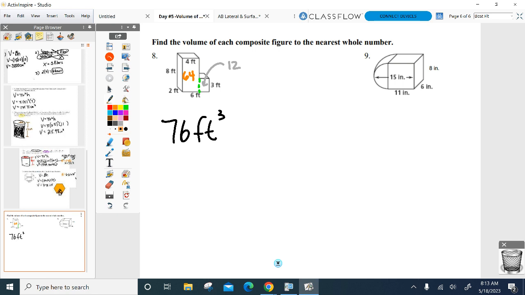All right, I decided to break mine up vertically like this. So if you did that, one volume for the bigger prism was 64, for the smaller one was 12. Either way, no matter how you broke it up, you should have got 76 cubic feet.